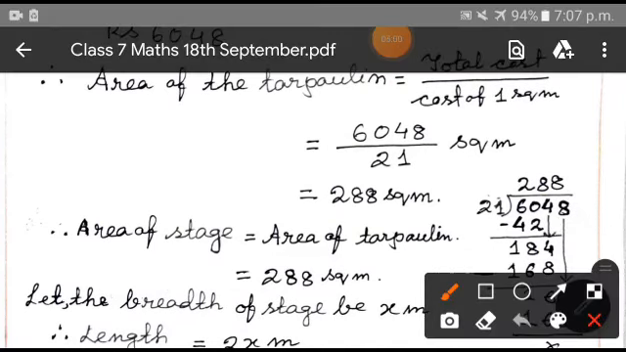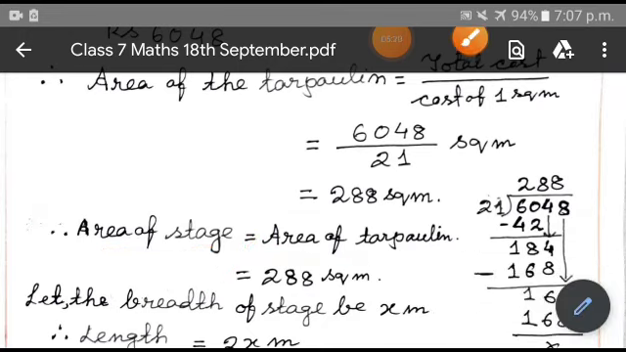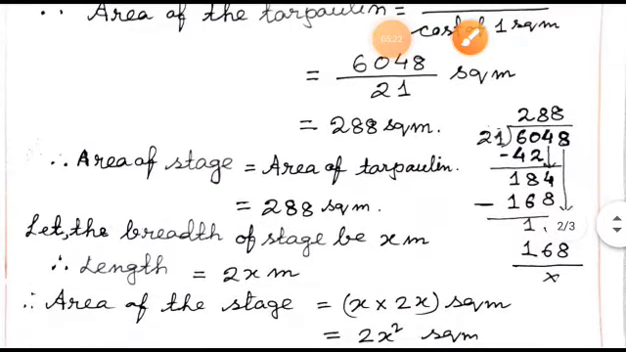Next, you have got the area of the stage which is equal to the area of the tarpaulin. Why? Because this tarpaulin has to be laid on the entire stage. That's why the area of the stage will be equal to the area of the tarpaulin, which is 288 square meter. So now it is already given in the question that the length is twice the breadth.